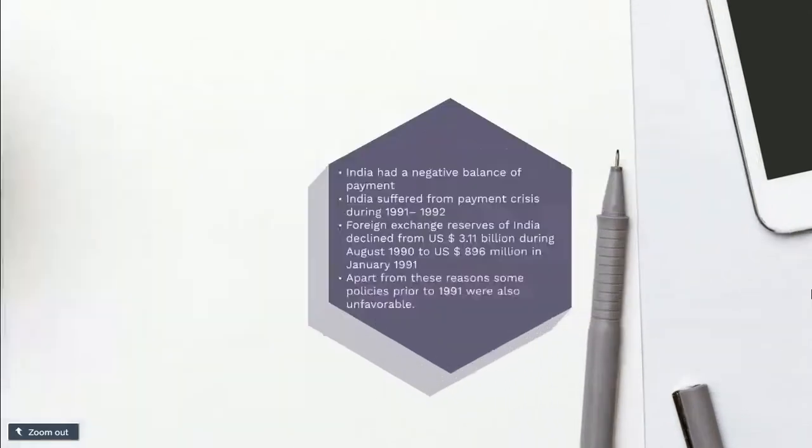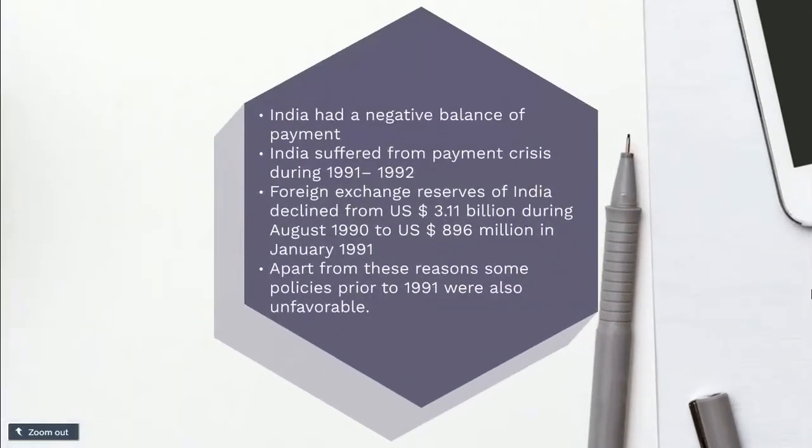So the first reason is that India had a negative balance of payment. If I could explain in one line, it means the outflows from the country were more and the inflows into the country were very less. So India was facing a shortage of foreign currency, and India needed foreign currency for its imports, its major import being crude oil. As the balance of payment was very negative at that time, it was a very crucial time to figure out how to improve it.